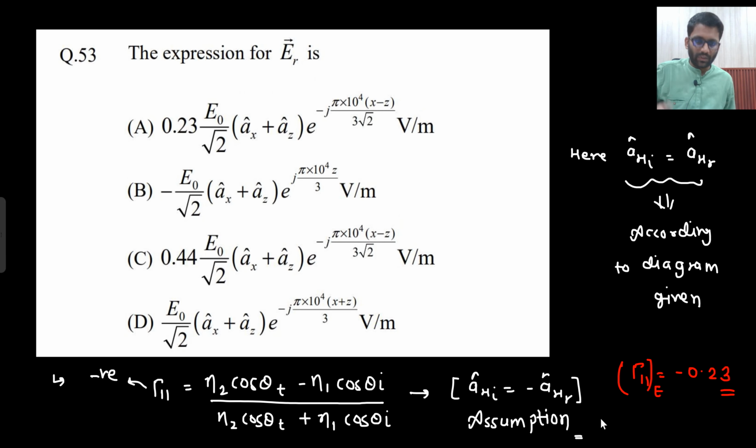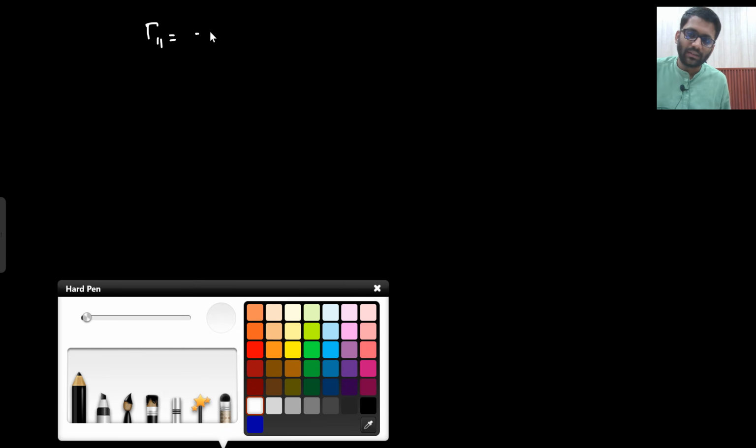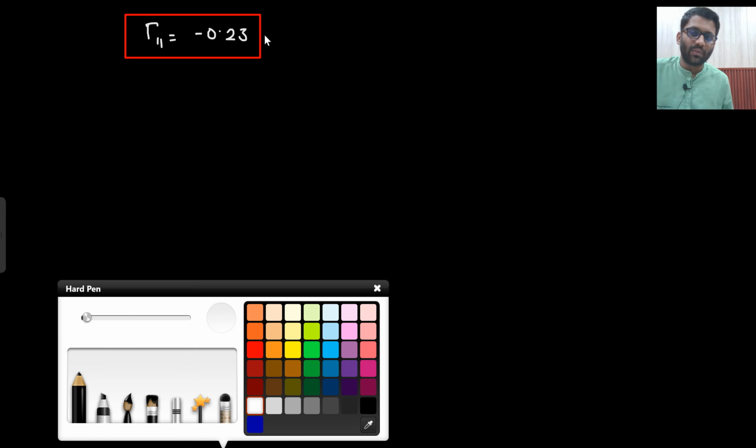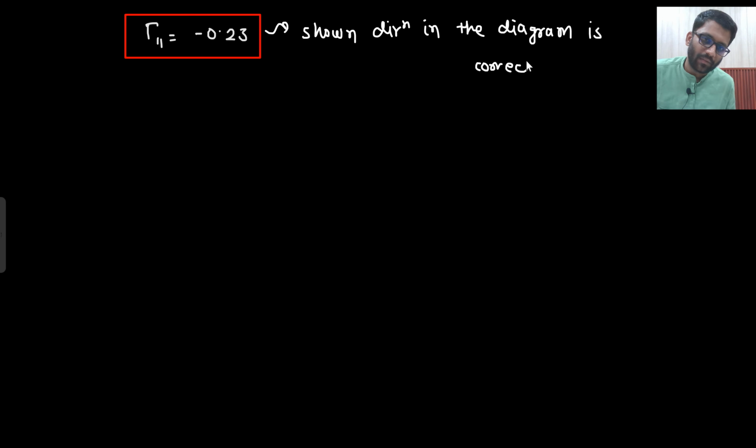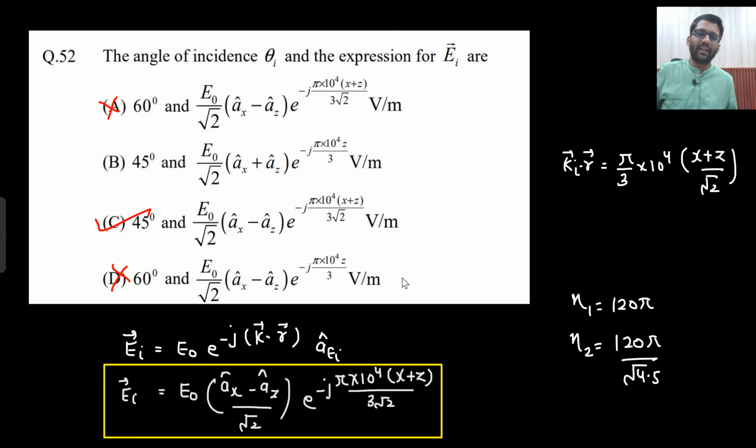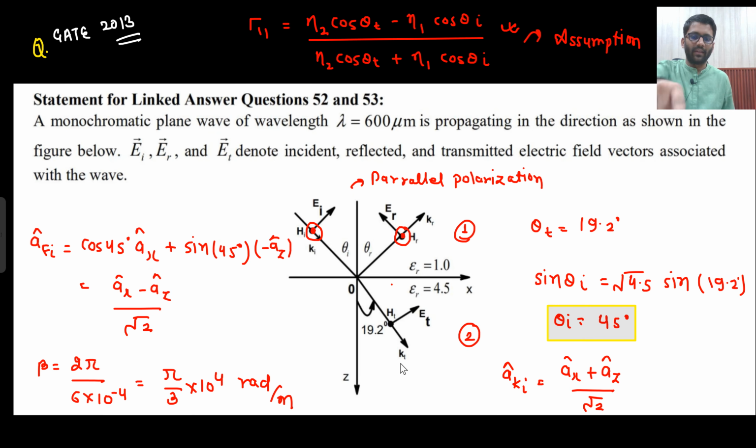Okay. So if you put these values here, what are you going to get? Gamma parallel E, that is minus 0.23. And what does it show? That the direction shown in the diagram is correct. So this direction is correct, whatever direction they have shown.